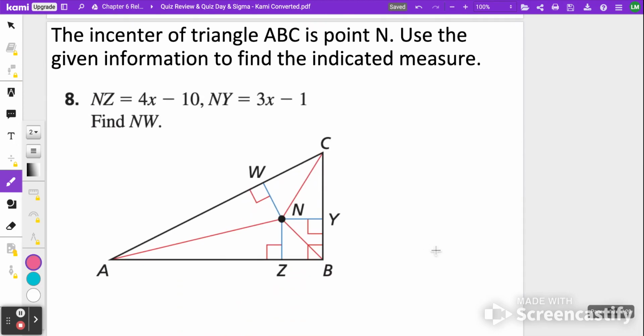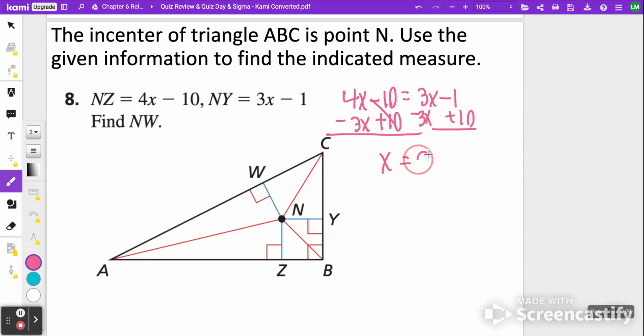Again, number 8 also has an incenter. Triangle ABC, point N is the incenter. Use the given information to find the indicated measure. NZ and NY are equal to one another. So now we can use that to find NW. So I got 4x minus 10 equals 3x minus 1. Let's move that 3x over, add 10. We're going to get x is equal to 9. So plug it in. 3 times 9 is 27. Minus 1, 26. So NW equals 26.